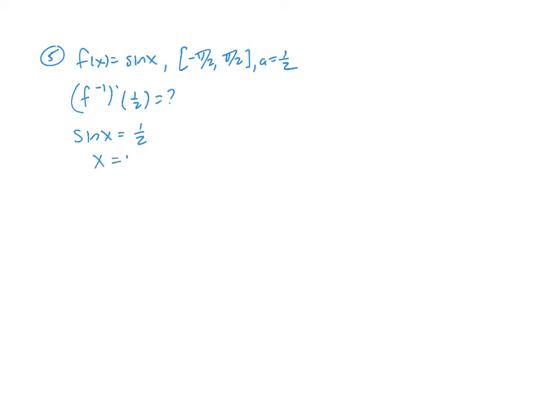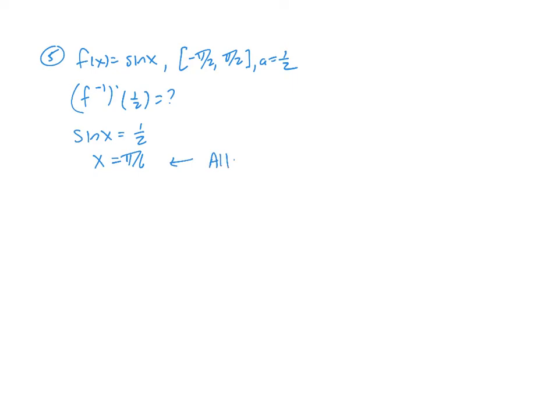Number 5. Now some trig. Sine x. Okay, they've locked us into an interval from -pi/2 to pi/2, and our a is 1/2. So we have to find the derivative of the inverse at 1/2. Let's find our x value. So where is sine equal to 1/2 between -pi/2 and pi/2? So our reference angle would have to be 30 degrees, which is pi/6, which fits right in there. So pi/6.